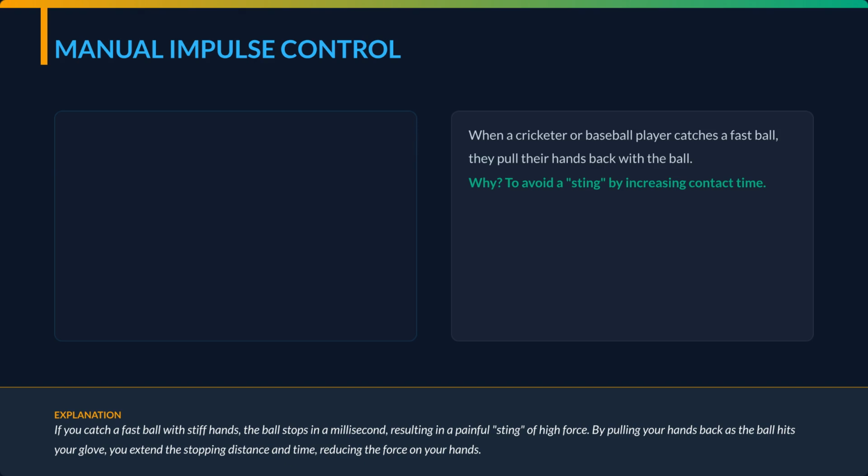Manual impulse control is used when catching a fastball. Cricketers or baseball players pull their hands back with the ball to increase the contact time. This extended time reduces the force felt, avoiding a painful sting.